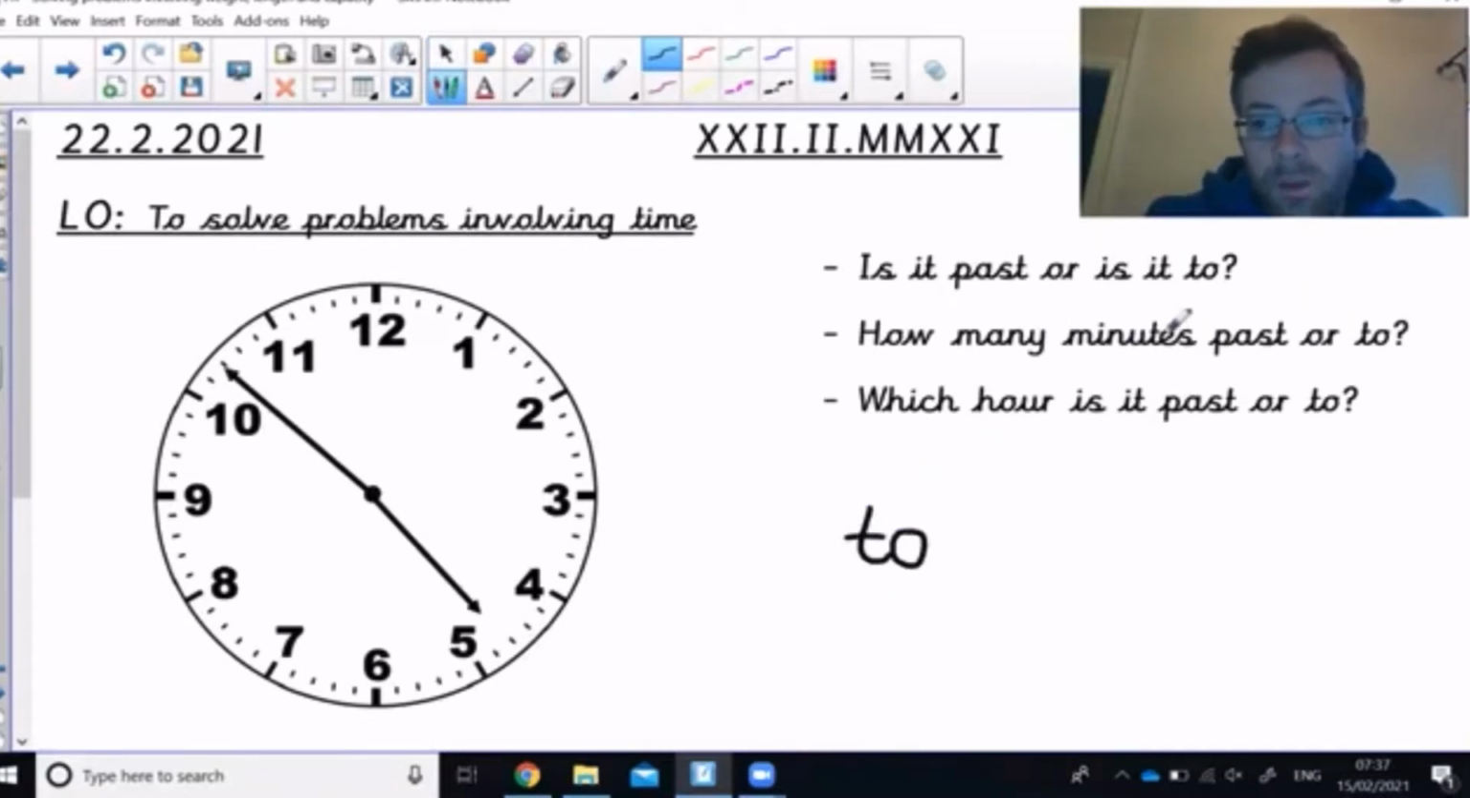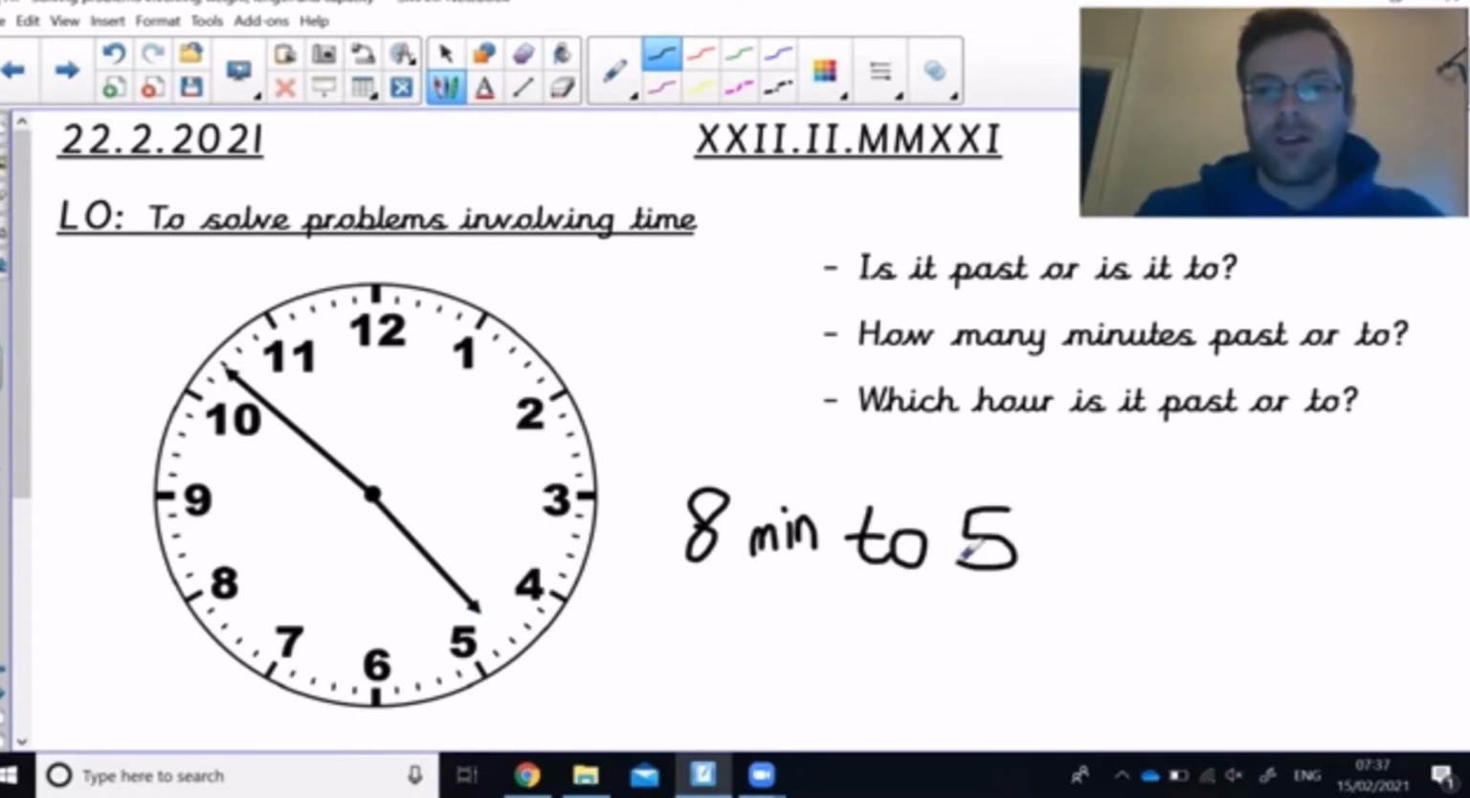Then we work out, well, how many minutes to is it? So we count back. 5, now I can't get to the 10, so I'll go 5, 6, 7, 8. So this means it is 8 minutes to. And then we look at which hand it's going towards, the hour hand. Which one is it going towards? It's going towards 5. So it was 8 minutes to 5.